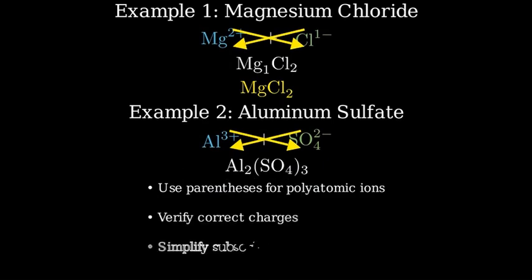Here are some important things to remember when using the crisscross method. First, always use parentheses around polyatomic ions when they have a subscript. Second, make sure you start with the correct charges. And finally, always simplify your subscripts if possible.